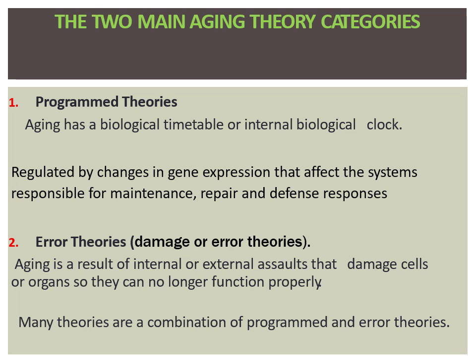The second thing is about error theories. When you look at error theories, aging is a result of internal or external assault that damage cells or organs so that they can no longer function properly. So when you see these error theories, it might be due to the damages of the internal structures or due to the external parts of the body, due to an assault or due to the environmental impact, right? So many theories are a combination of programmed and error theories.